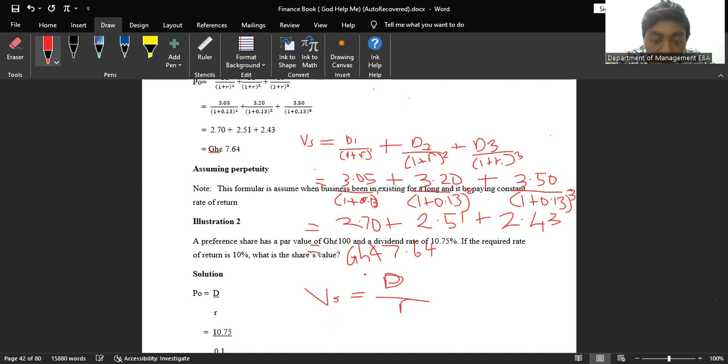Let's read. A private share has a par value of 100 and a dividend of 10.7%. If the required rate of return is 10%, what is the share value? So assume perpetuity, so that will be 10.7 over 0.1.